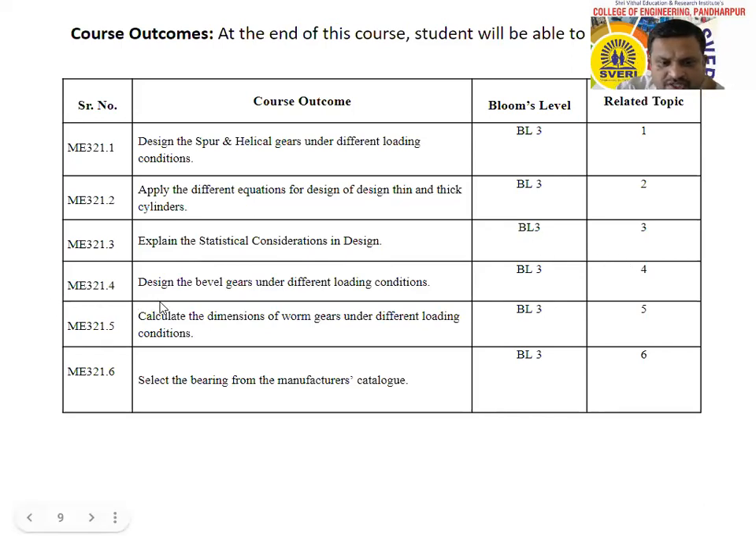Then fourth CO, design the bevel gears under different loading conditions, BL3, related topic 4. Fifth CO, calculate the dimensions of worm gears under different loading conditions, BL3, related topic 5. And CO number 6, select the bearing from the manufacturer's catalog, BL3, related topic number 6. Therefore, these are your course outcomes. That is, after studying this complete subject, you will be having these different skills.